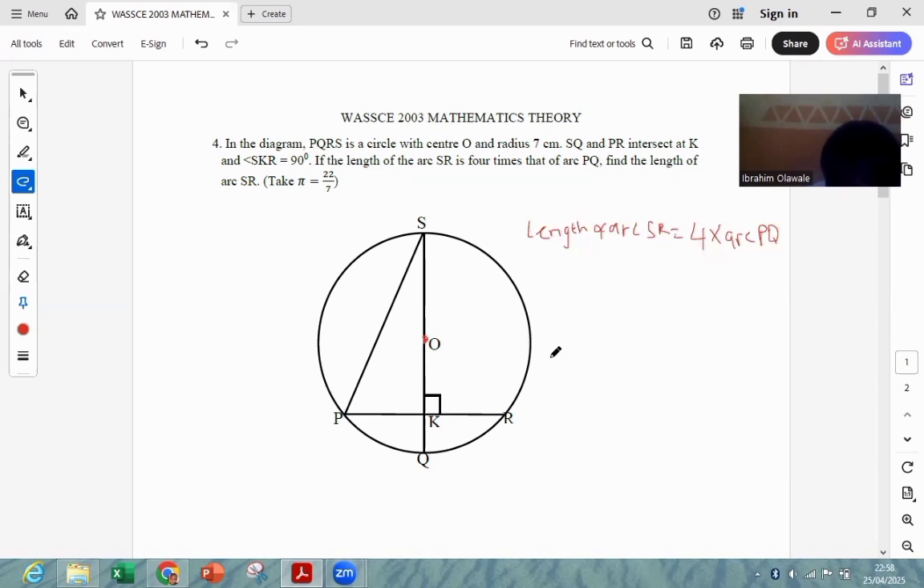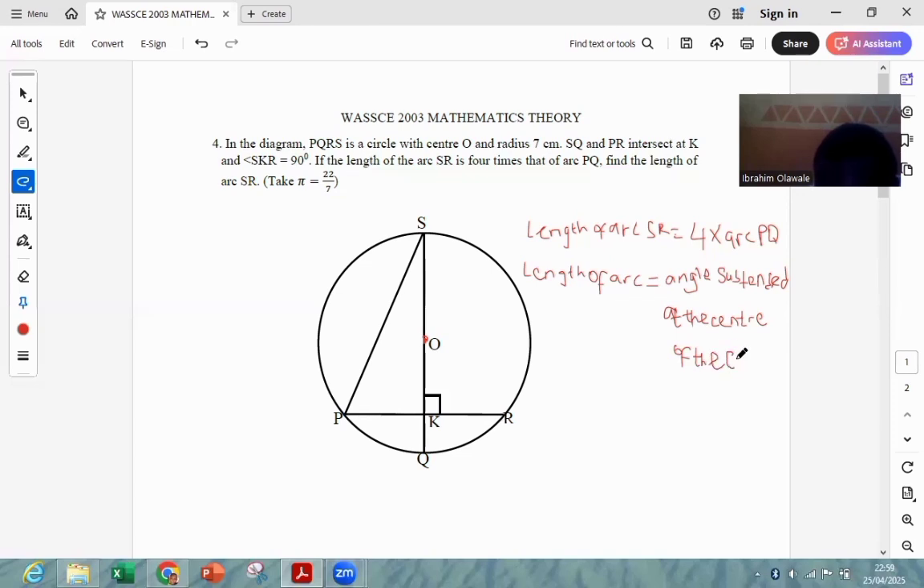Also, I want us to take note that the length of arc is proportional to the angle subtended at the center of the circle.